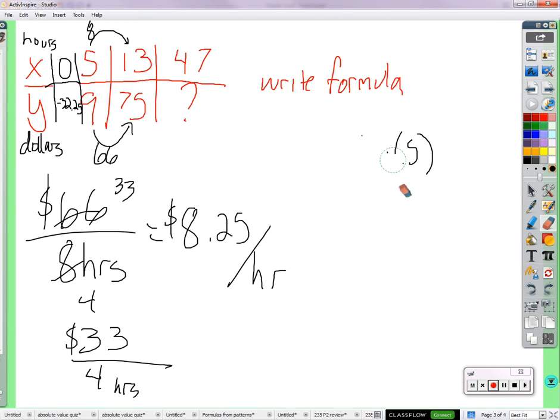Okay, now you do x. You can do 8.25 times x. And then in parentheses, just 8.25. Okay, just 8.25 in parentheses. Minus 32.25.